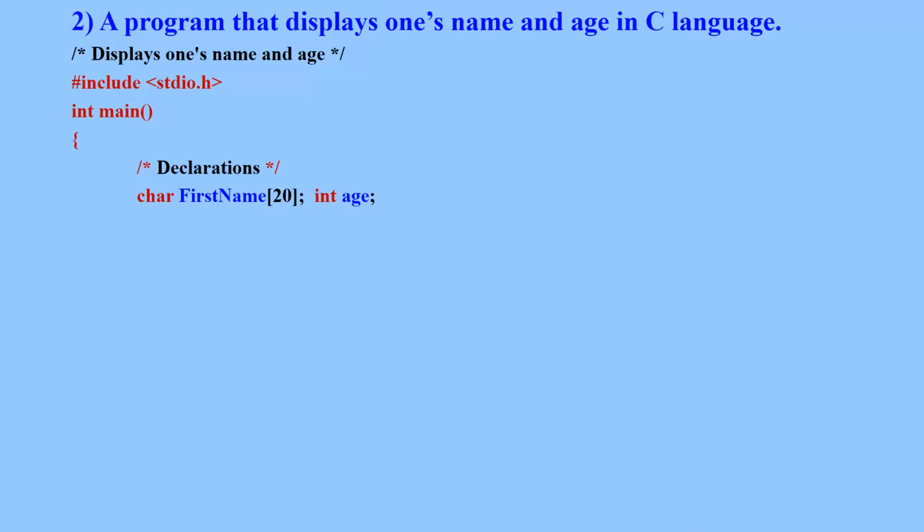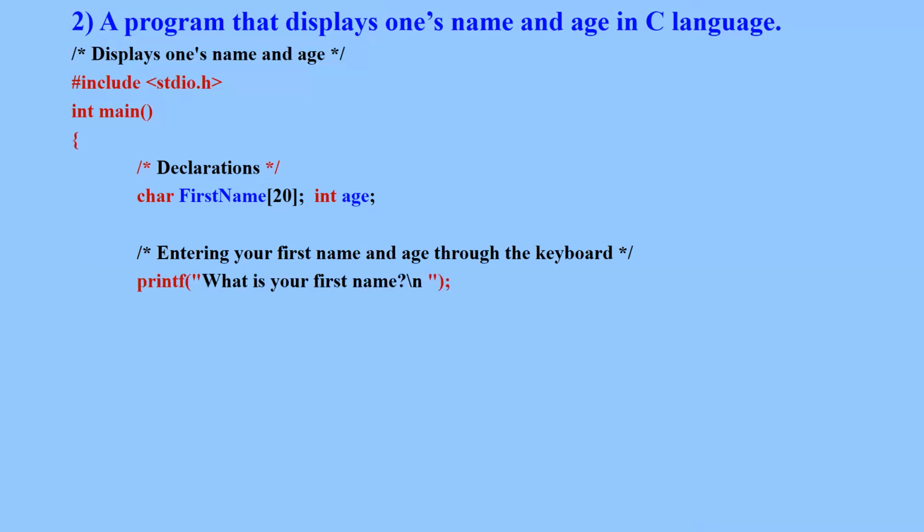Then we have int age. We are declaring a memory location assigned to age that is going to hold a value, which is going to be a whole number, like an integer. Then the next activity we want to do is to include instructions for requesting the user to enter the first name and the age, and also reading the same.